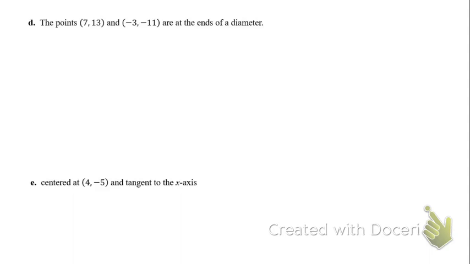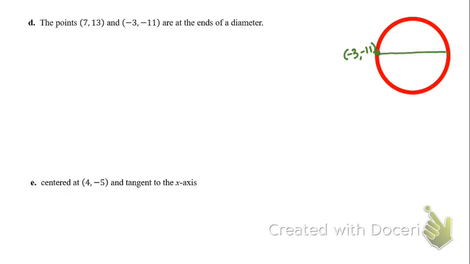Okay, now question D says the points (7, 13) and (-3, -11) are the ends of a diameter. So when I read this question, I don't see the word center, and I don't see a number representing the radius. I see two points. But do you remember we did something like this earlier when we tried to find the midpoints? The question gives you two points that are the ends of the diameter.